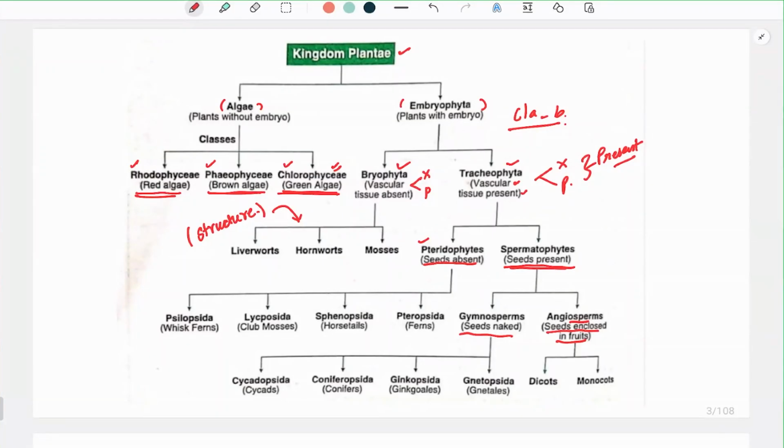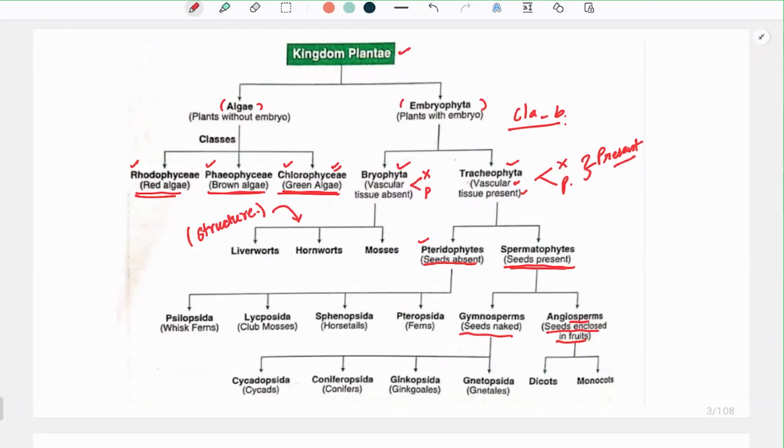Angiosperms are the most widely spread plants because of their better survival rate. They have seeds which are enclosed in fruits. So when these seeds enclosed in fruits are eaten by humans, birds, or any other animal, they get dispersed. And when they get dispersed, pollination takes place.